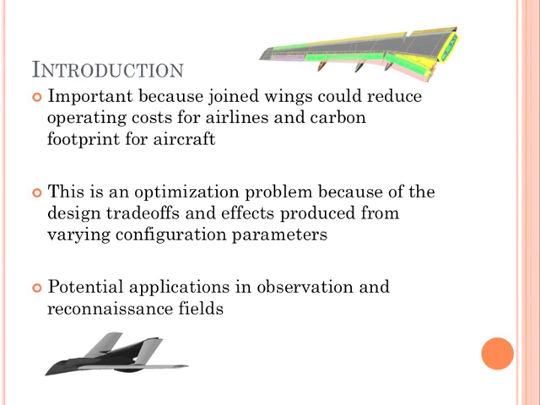This is an important optimization problem because joined wings have the potential to dramatically improve the efficiency of aircraft, specifically long-range and transport aircraft. This is an optimization problem because of the design trade-offs and effects produced from varying configuration parameters such as structural mass and volume.